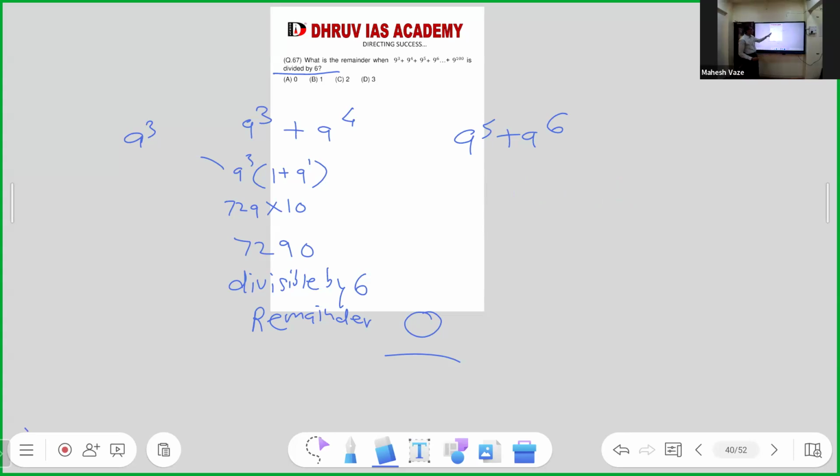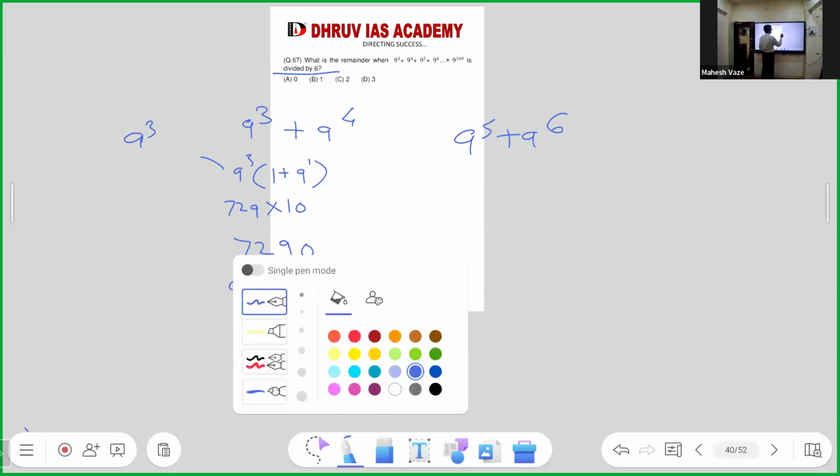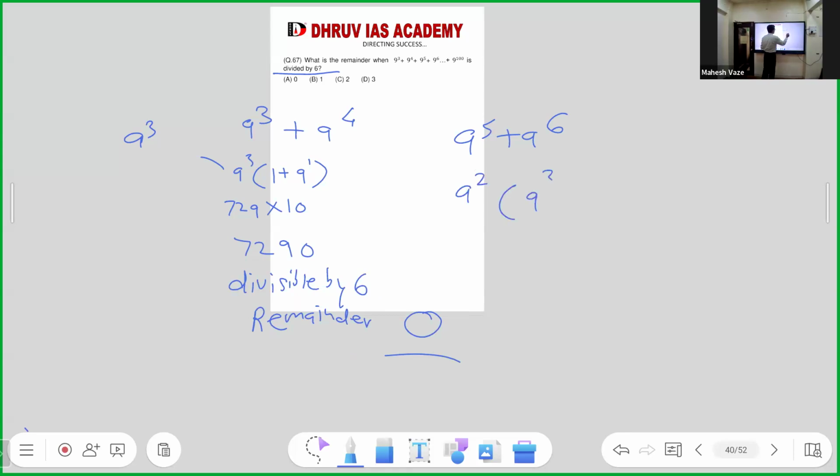See here, basically what we are doing is we want to take it as 7290 into some number. So you will be getting 9 raised to 1 and here it is 1. So 729 into 10, 7290. So 7290 is 9 raised to 3 plus 9 raised to 4. So here if you take 9 raised to 2 outside, it will be 9 raised to 3 plus 9 raised to 4.